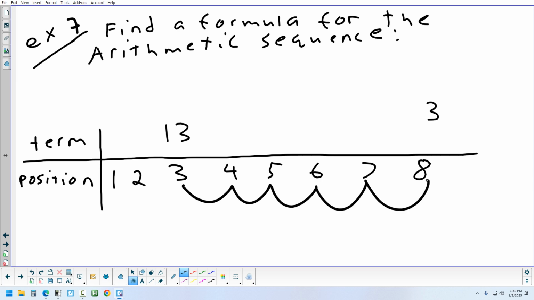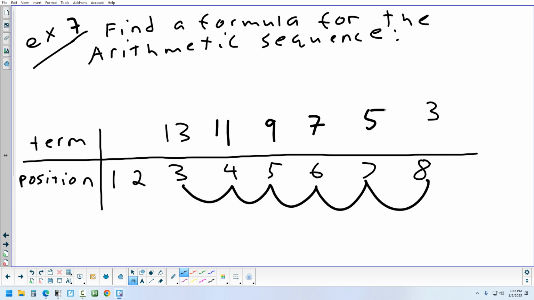5 jumps. What's the distance between 13 and 3, like on a number line? 10. So you have to go 10 units in 5 jumps. That means each jump would be how much? 2. Yep. So each one is a jump of 2. Is it a jump of 2 up to get from 13 to 3 or down? Down. So let's go by 2s. 11, 9, 7, 5, 3. Perfect. But we need to go back the other way to get the first term.